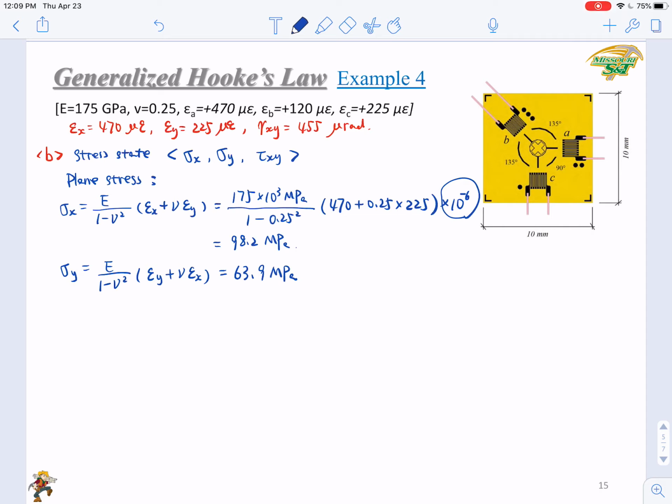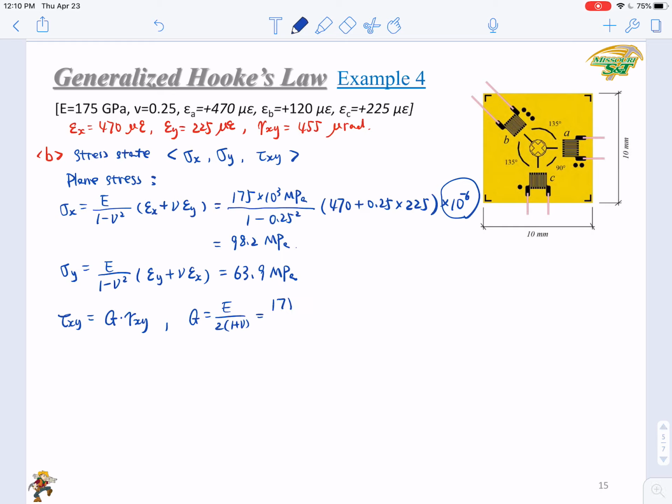Then the tau xy can be calculated, just the same as the one-dimensional case. This is G, not one-dimensional. It's a two-dimensional case, so we have just one equation: G gamma xy. And here we do not have G. Again, you just need to recall the correlations between G, nu, and E. So here the G is E over 2 times 1 plus nu.